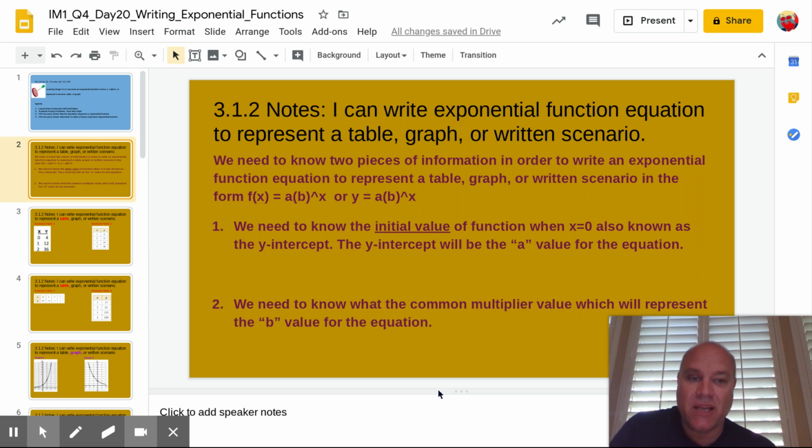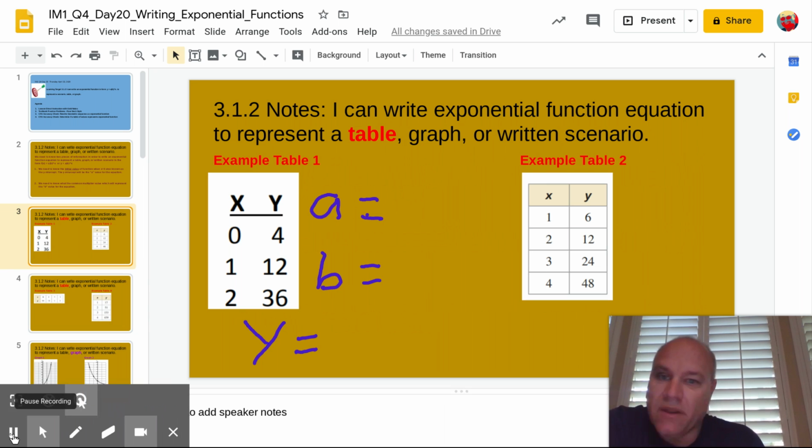The second piece of information we need to know is the common multiplier, or the common ratio, and that's going to represent the b. We can see that in a table and on a graph. We'll talk about how we can see the b value in the graph. In a written scenario, it's usually in the words somewhere. We have to figure out what that common multiplier is and how we write it as a number for b. Those are the two things we need to know no matter what form of the exponential function we're given.